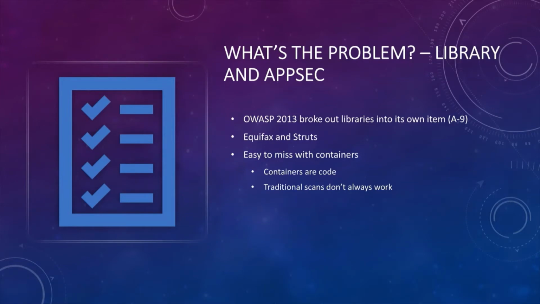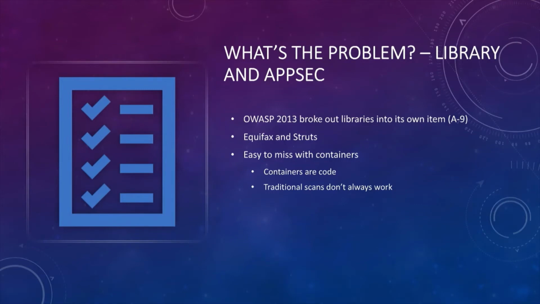And it's become very important. If you look at things like Struts, which Equifax has become synonymous with, that was due to an outdated library in Struts. So those kinds of exploits are very real, which is why it's always on the OWASP Top 10 in the latest few revisions.